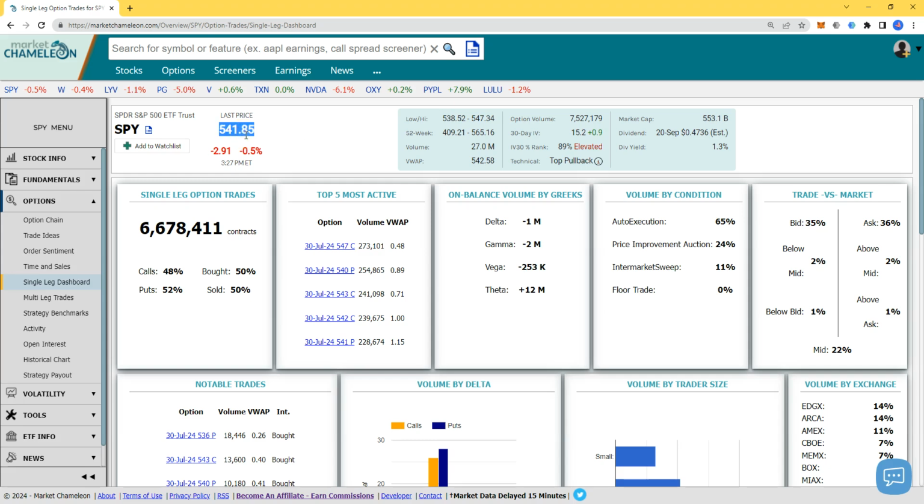So let's see the price, 541.85, down 0.5%. It's been a volatile day. The Nasdaq was down 2%, corrected to negative 1.3, something like that. IV 30%, elevated, 89%. The day's range was 538.5 to 547. And we also got a nice dividend, just in case.